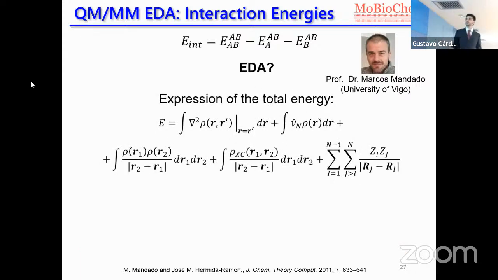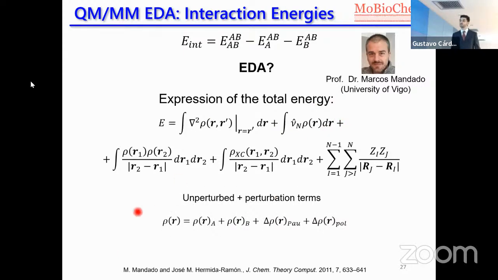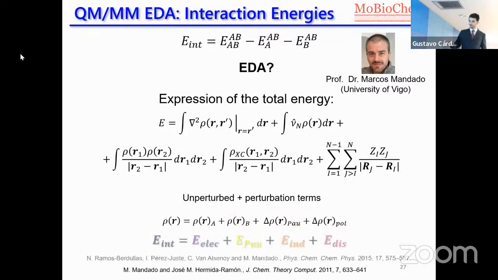So what did they do here? They first considered the expression of the total energy as a function of the electron density. Afterwards, they expressed this electron density as a sum of unperturbed monomeric contributions, one for each fragment, plus two perturbative terms, which are called globally the deformation density. These are subdivided into a Pauli repulsion term and a polarization term. In this way, they obtained a nice decomposition of the interaction energy in terms of physically meaningful terms. So we have an electrostatic term, a Pauli term, an inductive term that we did not have in the classical force field, and finally a dispersive term.